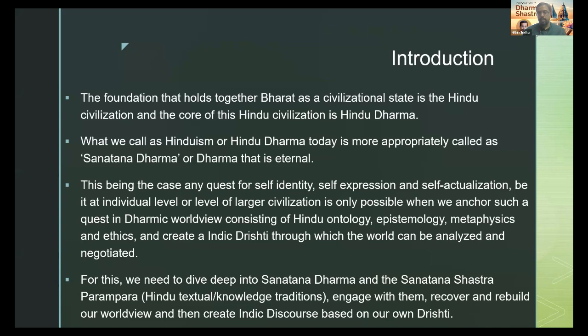Bharatiya Sanatana Shastra Parampara, basically Hindu textual or knowledge traditions, or Bharatiya Jnana Parampara, you can say as well. Only when we engage with our textual tradition, our knowledge tradition, can we recover and rebuild our worldview that we have lost in some sense. Actually, we have lost it in a great sense. So we have to recover and rebuild this worldview and then create an Indic discourse based on our own drishti.